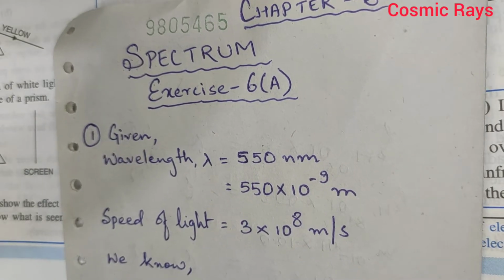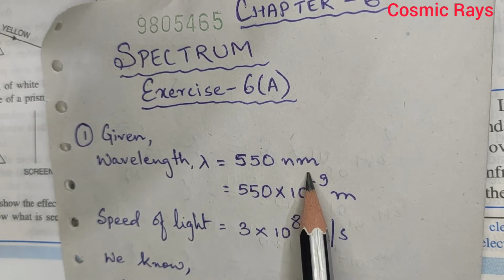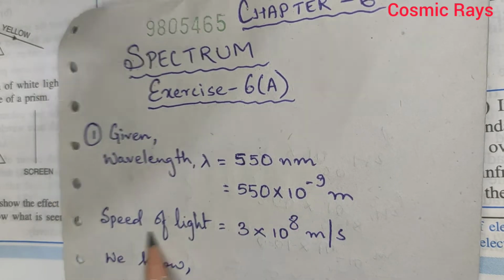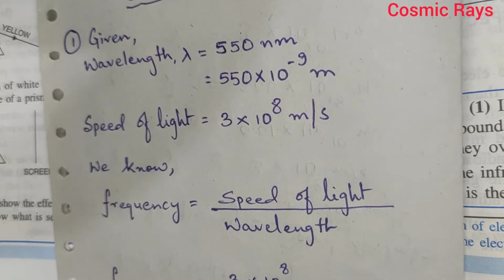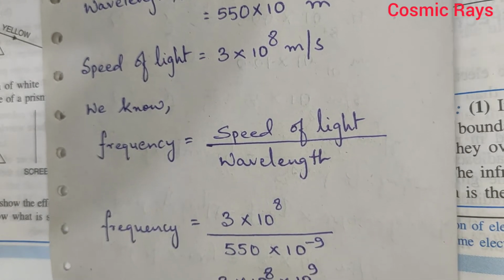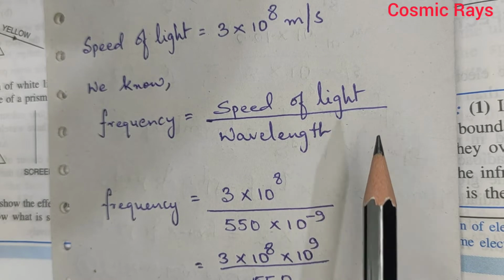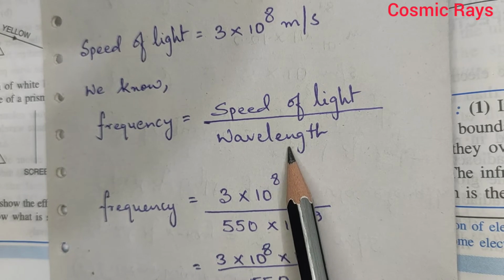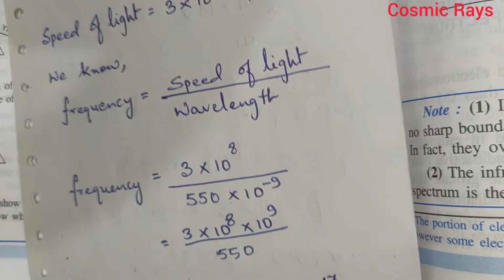So here I have written the given things. Wavelength is given as 550 nanometer. We convert it to meter by multiplying it with 10 raised to the power minus 9. So we just write it like this. Speed of light is given to us as 3 into 10 raised to the power 8 meter per second. So we will be using the formula which says speed of light is equal to wavelength into frequency, which gives frequency is equal to speed of light divided by wavelength.